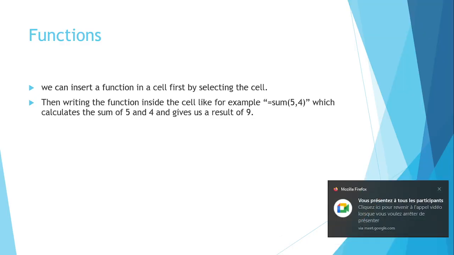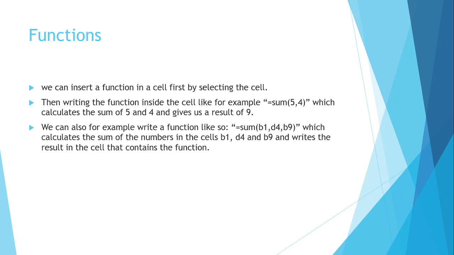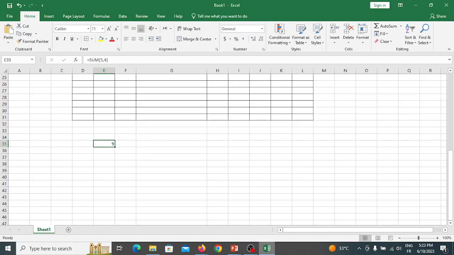Let's continue. We can also, for example, write a function like so, equals sum of B1, D1, and B9, okay, separated by commas, which calculates the sum of the numbers in the cells B1, D1, and B9, and writes the result in the cell that contains the function. For example, let's try this.